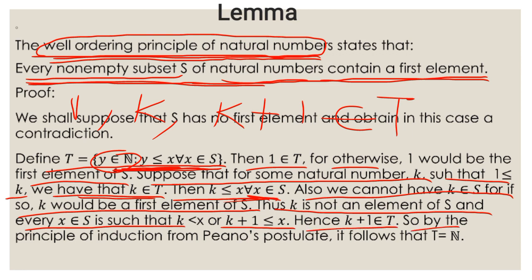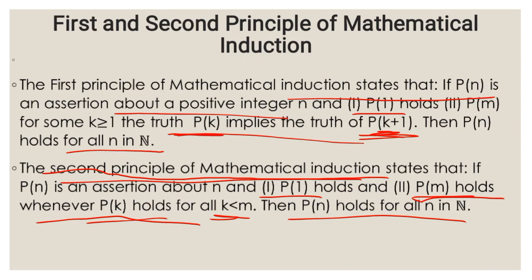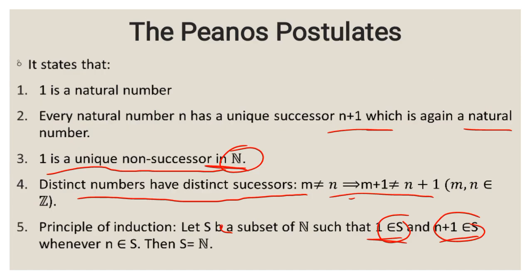So by the principle of induction for Peano's postulate, do you remember? Let's go back and see. For Peano's postulate, what did we say? Look at it here. I said the principle of induction, the fifth axiom. It says that once you have 1 in the set, and you have n plus 1 in the set whenever n is in the set, then that set must be equal to the set of natural numbers. Do you agree now?